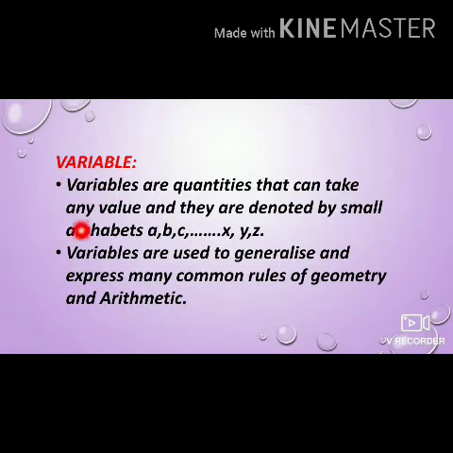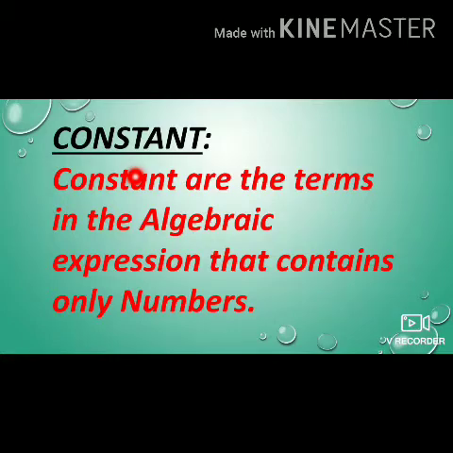Variable. What is meant by variable? Variables are quantities that can take any value and they are denoted by small alphabets a, b, c up to x, y, z. Variables are used to generalize and express many common rules of geometry and arithmetic. Then constant. Constants are the terms in the algebraic expression that contain only numbers. The constant value won't get changed.